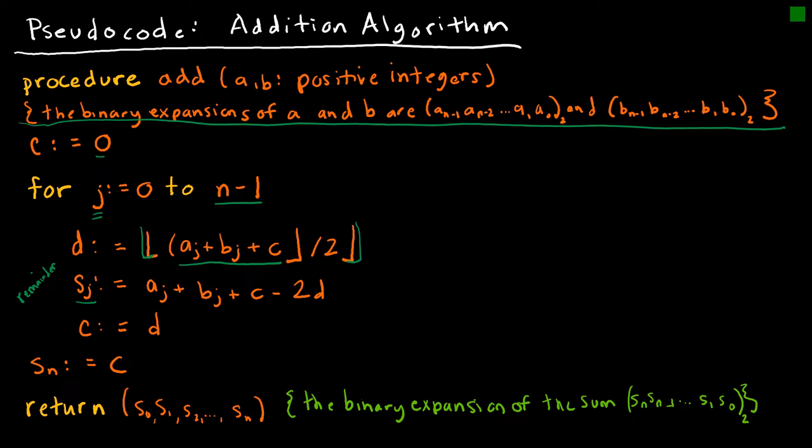And then C is equal to the divisor, which basically means start the process all over again. And then S sub n, so for each value, that's equal to C. And the return is our solutions.